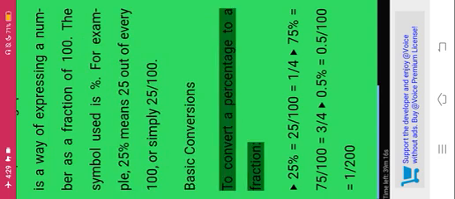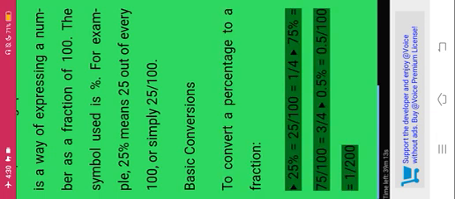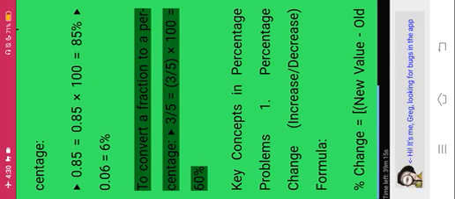Basic conversions. To convert a percentage to a fraction: 25% equals 25 hundredths equals 1 quarter. 75% equals 75 hundredths equals 3 quarters. 0.5% equals 0.5 over 100 equals 1 over 200. To convert a decimal to a percentage: 0.85 equals 0.85 times 100 equals 85%. 0.06 equals 6%. To convert a fraction to a percentage, 3/5 equals 3/5 times 100 equals 60%.